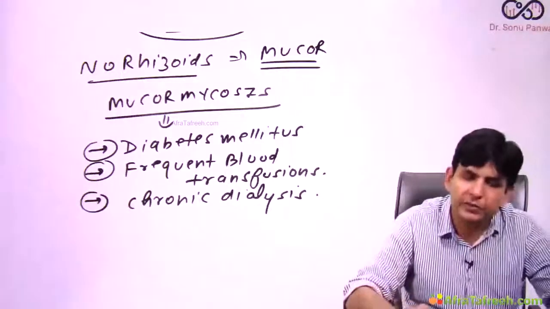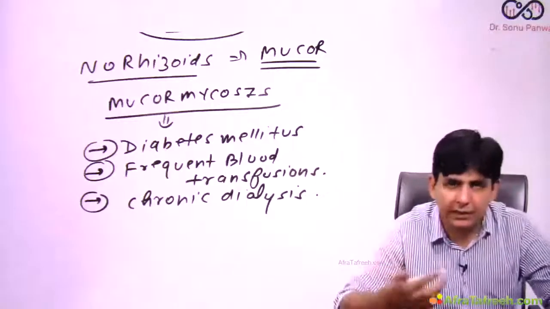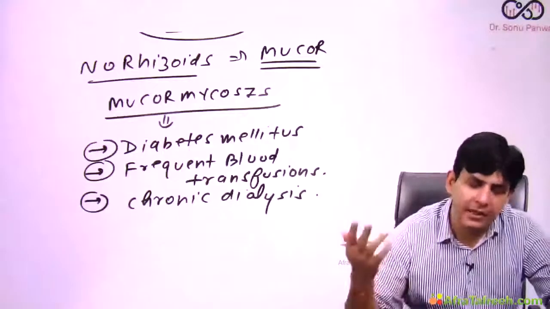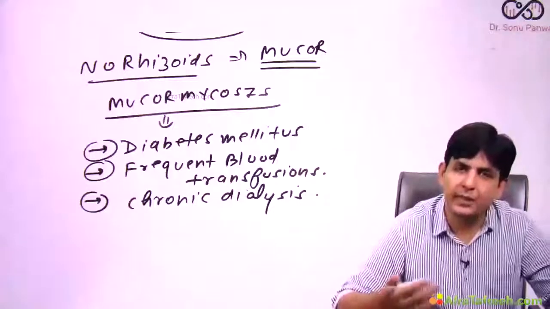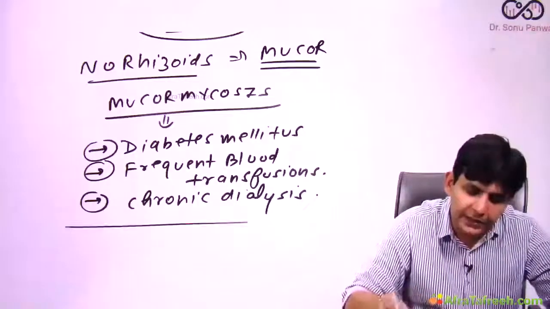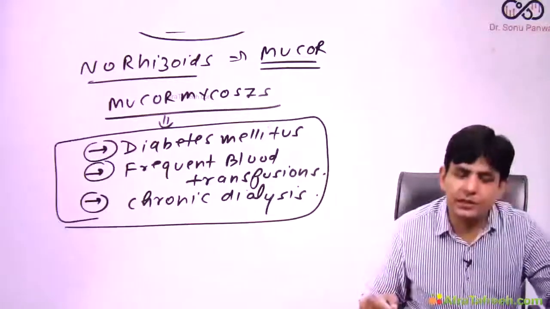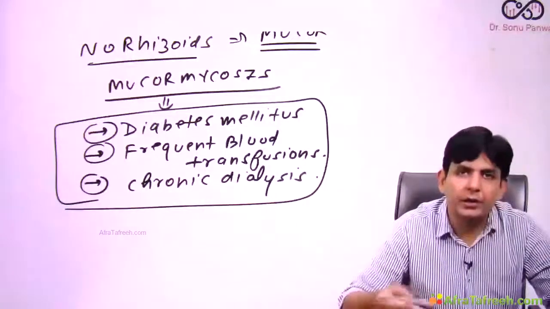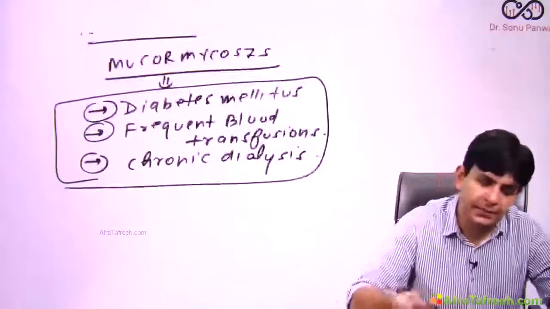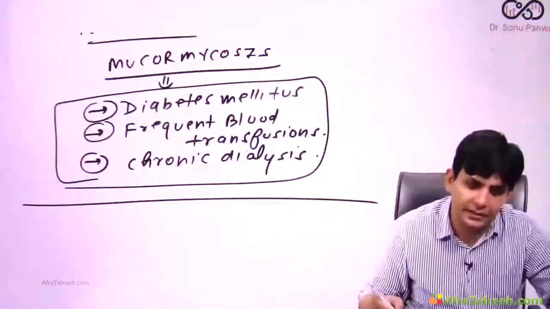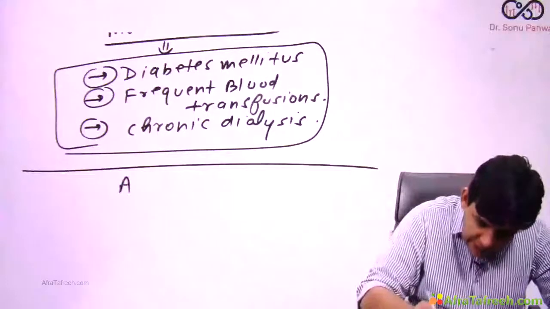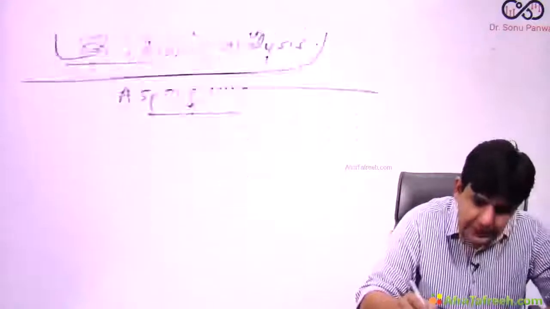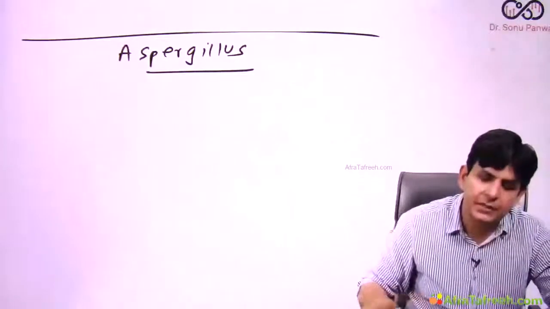And for identification of this mucor, the same thing. You have to take the tissue biopsy, culture it, then do an LPCB mount, and see whether this is mucor or something else. So remember this is related to diabetes mellitus, frequent blood transfusions, or chronic dialysis. So this much you need to remember regarding zygomycetes. Now coming to the Aspergillus.